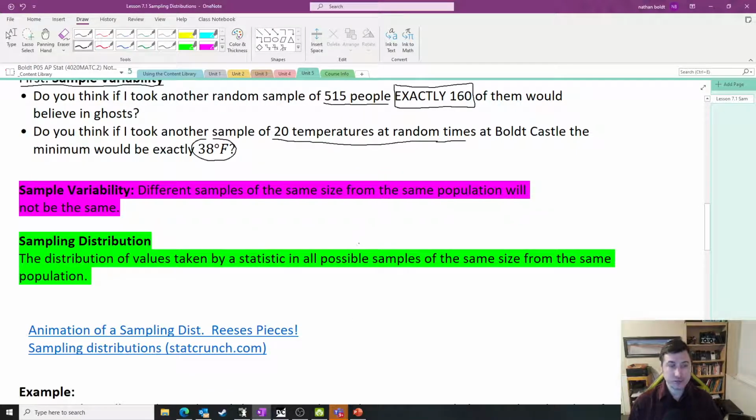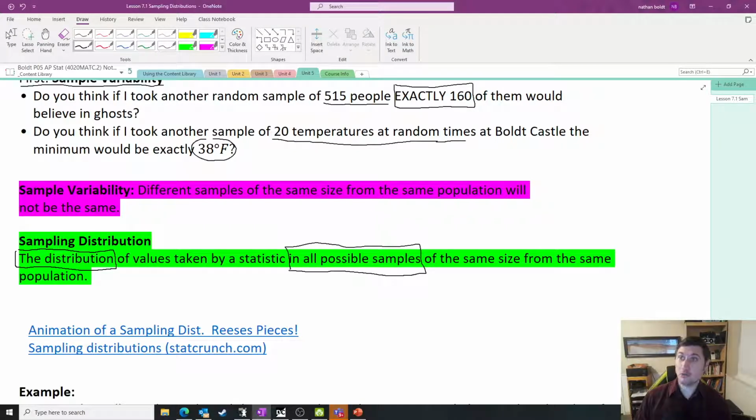So the distribution of values taken by a statistic in all possible samples of the same size from the same population, that distribution is what we call the sampling distribution. And like most mathematical definitions, you're probably like, that doesn't make any sense. I don't know what the heck you're talking about right now. All right, most math definitions are kind of like that.